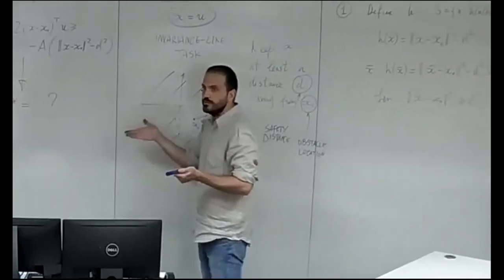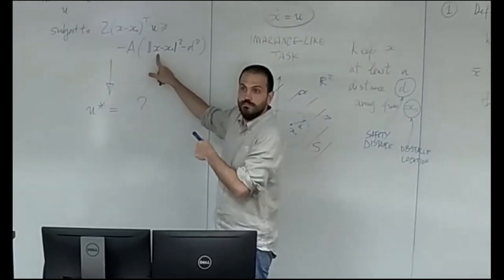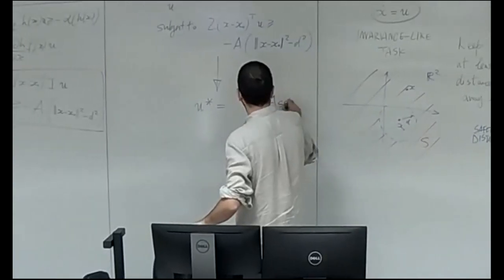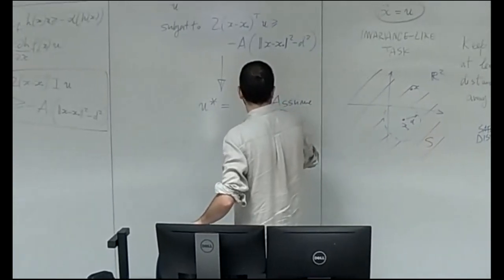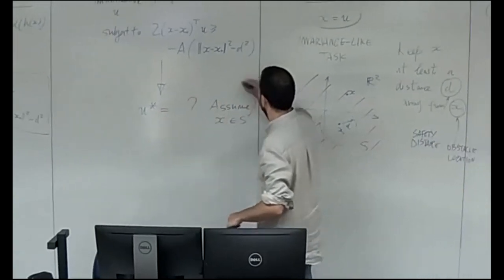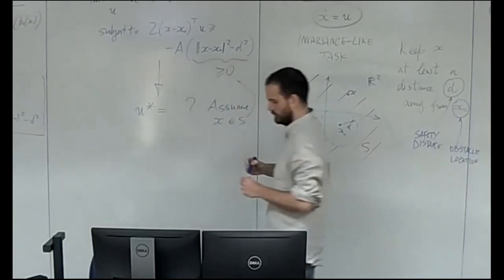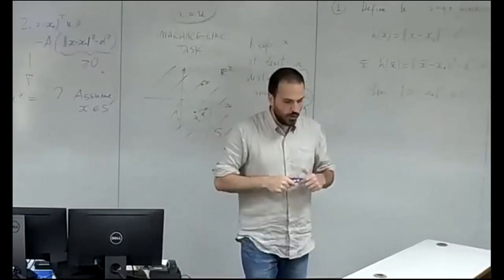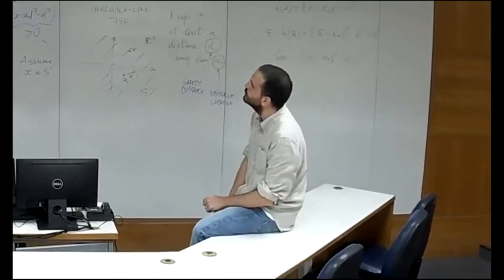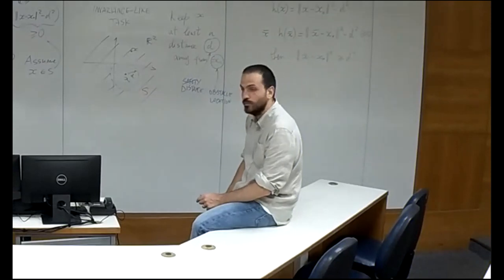Let's assume X is in S. Assume we start in S, right? X is in S, which means this one is positive. What is the globally optimal solution? What is the laziest way we can move to keep X positive? H positive.